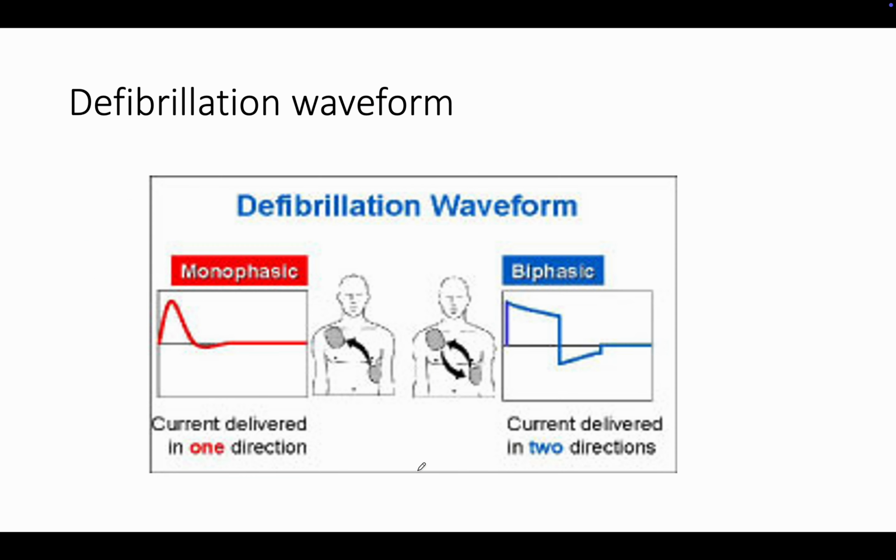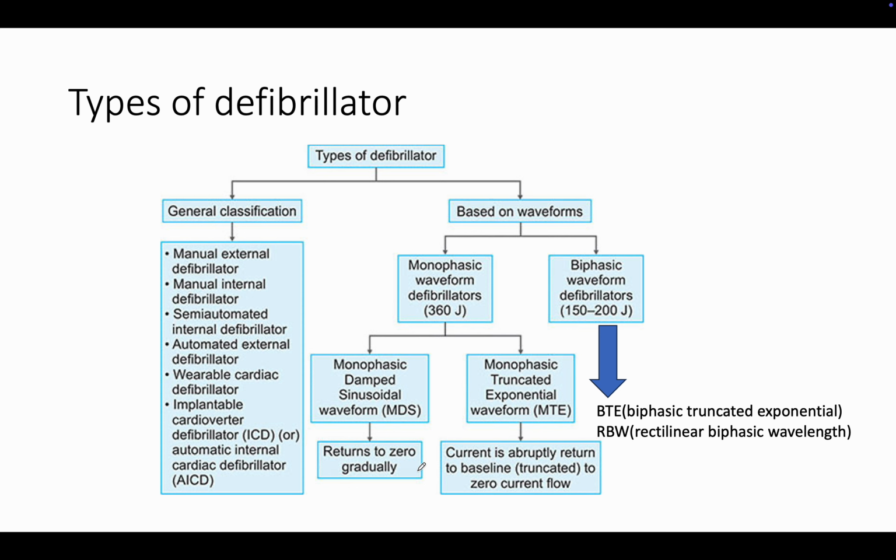So moving on to the next objective of our presentation, to classify the defibrillators. Types of defibrillator: we can classify them by a general classification and based on the waveforms. On general classification, it has been classified as manual external defibrillator, manual internal defibrillator, semi-automated internal defibrillator, automated external defibrillator, wearable cardiac defibrillator, implantable cardioverter defibrillator (ICD), or automatic internal cardiac defibrillator, that is AICD.